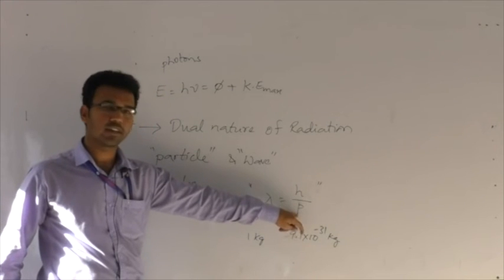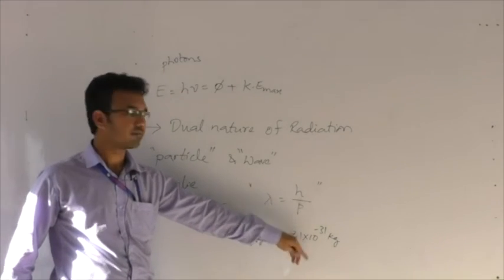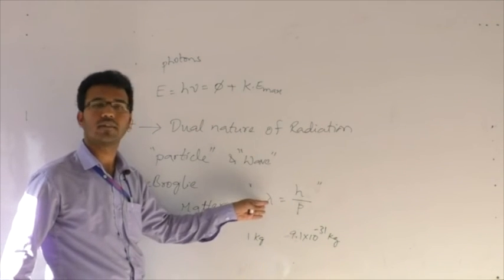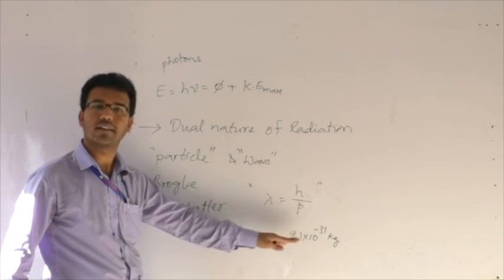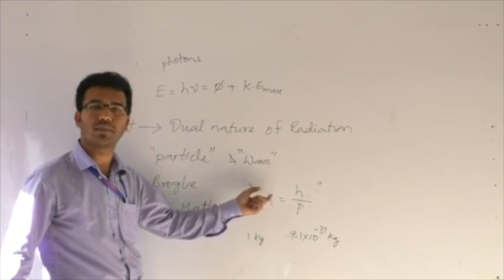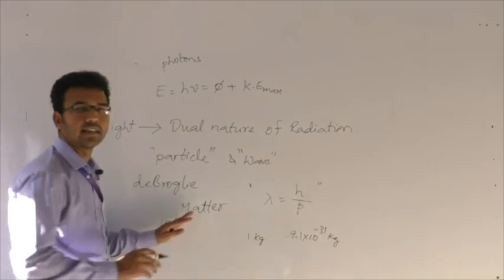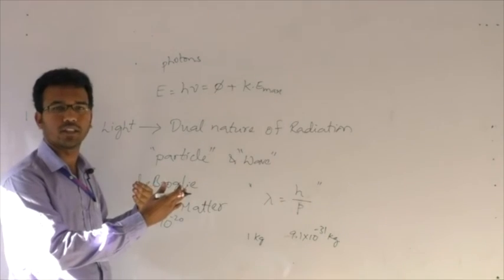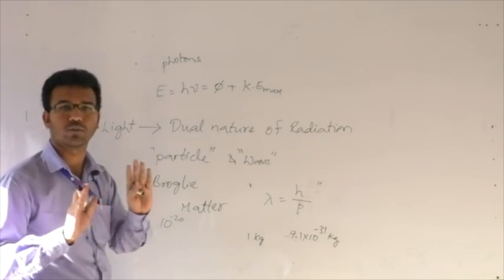You put those values here. Since the mass is very small, you can easily find a wave associated with the electron. Same for protons and other particles which have lower masses. But if you take 1 kg here, the wavelength will be on the order of 10 power minus 20 or minus 30, in that range. In that range, you cannot see a wave associated with the macroscopic bodies. That's why we don't see any wave-like nature in macroscopic objects.